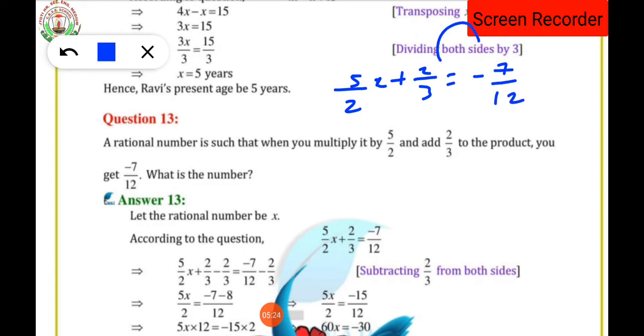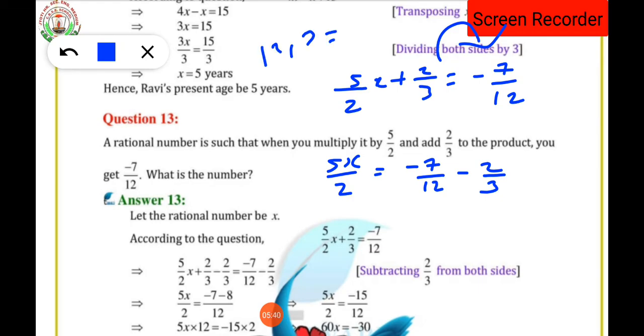So 2 by 3 will be transposed from the left hand side to the right hand side. It will become 5x upon 2 is equals to minus 7 upon 12 minus 2 upon 3. Okay. Now taking the LCM of 12 and 3. The LCM of 12 and 3 will become 12 itself, isn't it? So 5x upon 2 is equals to, with 12 taken as LCM.